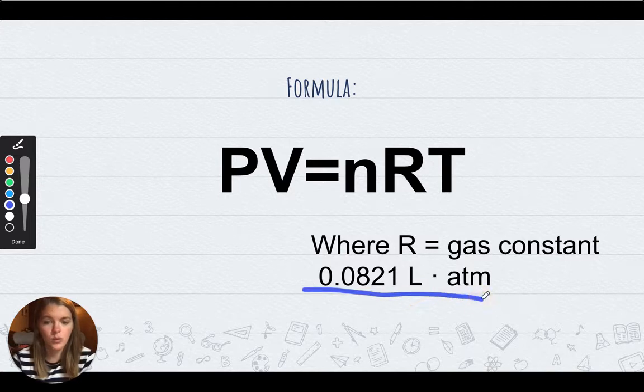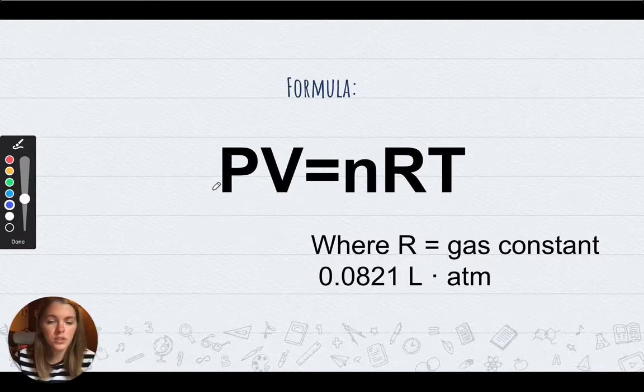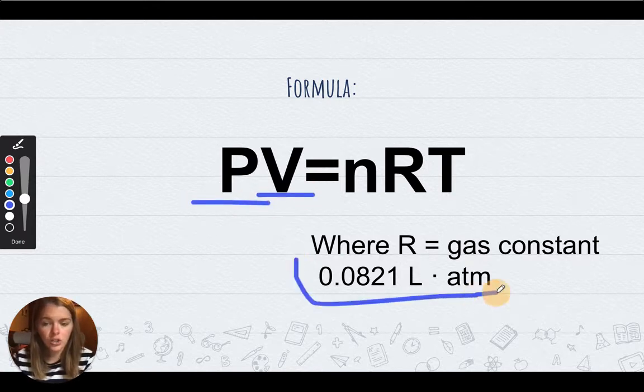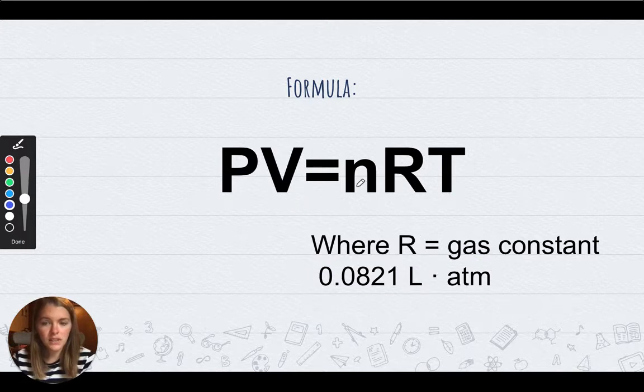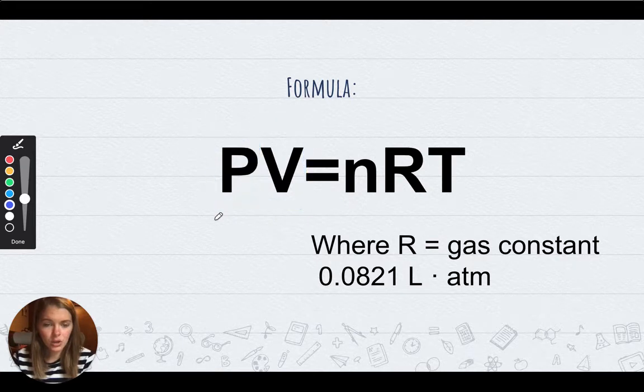So, our R that we are going to use in this class is our gas constant of 0.0821 liters per ATM. This unit is important. So, depending on what unit you're using for pressure and volume, that changes the R. Notice the R I'm giving you is measured in liters of ATM. So, because we're using liters of ATM for our R, our pressure must be in ATM, and our volume must be in liters.